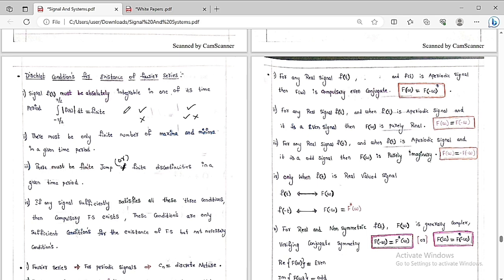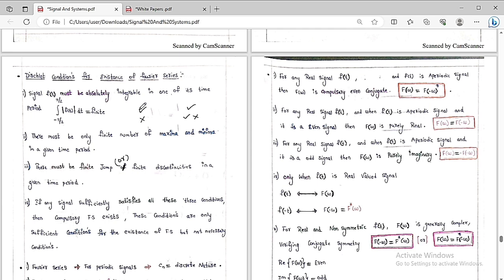So what are the Dirichlet conditions? The signal f of t should be absolutely integrable in one of its time periods. That is, the integral over one time period of mod of f of t dt should give a finite value, and there must be only a finite number of maxima and a finite number of minima in a given time period, and also there must be a finite jump or finite discontinuity in a given time period. If all these conditions are satisfied, then the Fourier series expression is going to be valid for the signal f of t. Suppose any of these Dirichlet conditions is not satisfied, still the Fourier series may exist or it may not exist. I already told you this point.